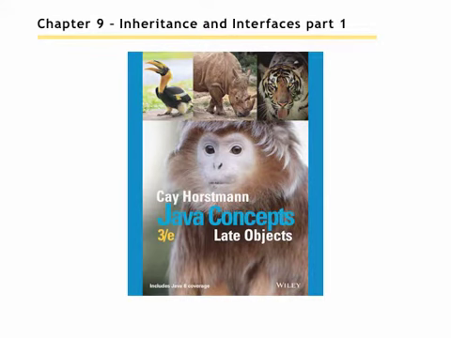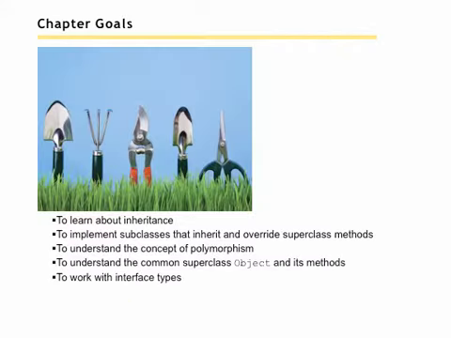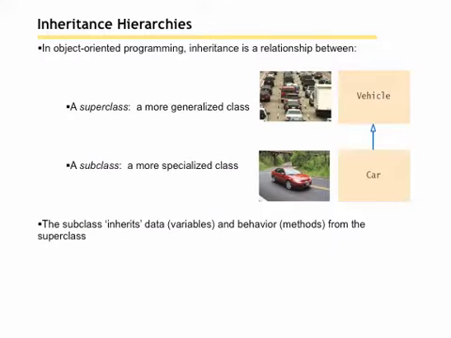Chapter 9, Inheritance and Interfaces, Part 1. In this chapter, we're going to learn about inheritance. We are going to implement subclasses that inherit and override superclass methods. We are going to understand the concept of polymorphism. We're going to understand the common superclass Object, which I like to call the super-duper class, and work with its methods. And we're going to work with interfaces.